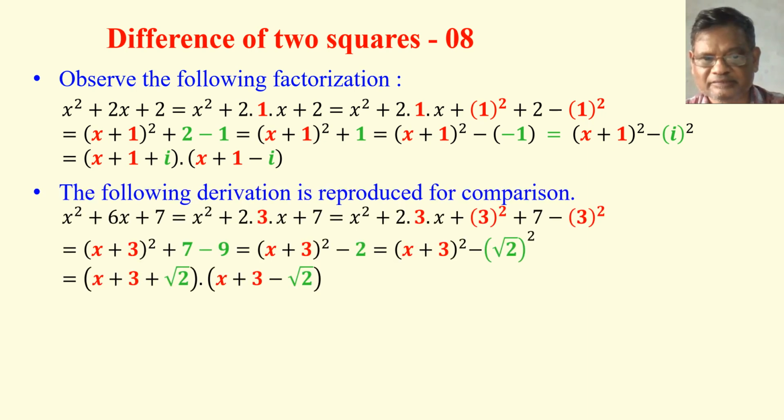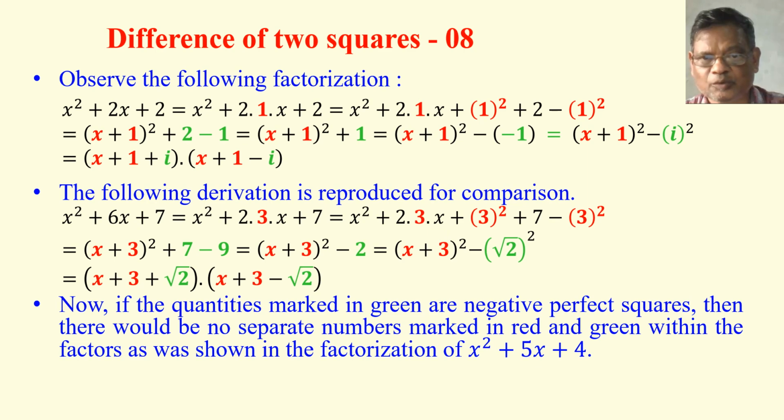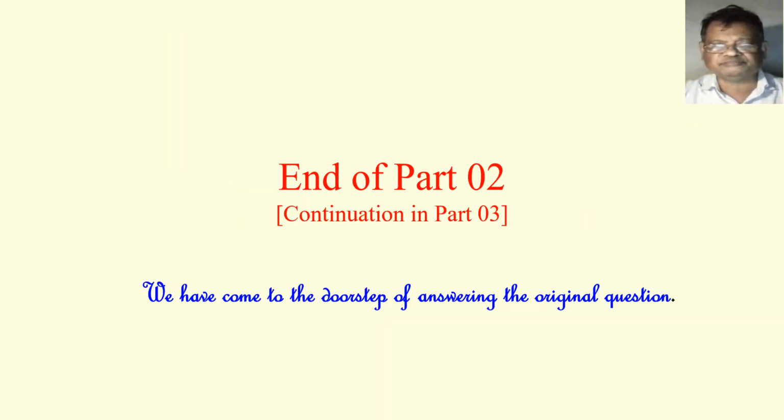The following derivation is reproduced for comparison. In the above example, the quantities in green are imaginary numbers, and in the example below, the quantities in green are irrational numbers. Now, if the quantities marked in green are negative perfect squares, then there would be no separate numbers marked in red and green within the factors, as seen in the factorization of x squared plus 5x plus 4. This is the end of part 2.